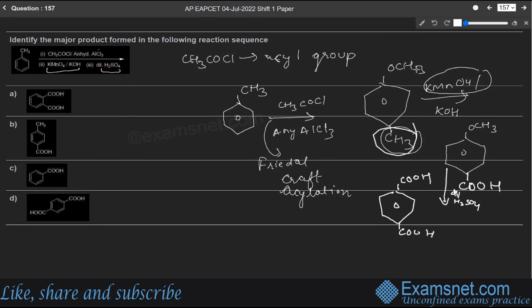So which option is matching? Option number D is matching. Also, this is known as phthalic acid. I'm just telling you for extra knowledge. Phthalic acid is generally used when you'll be studying phenolphthalein and all those things in organic chemistry. I myself will be teaching you this, but at that time I'll tell you what phthalic acid is and all. For now, option number D is the correct answer.